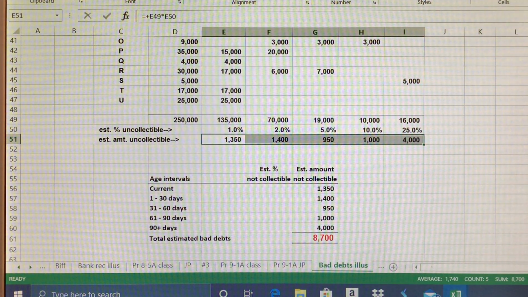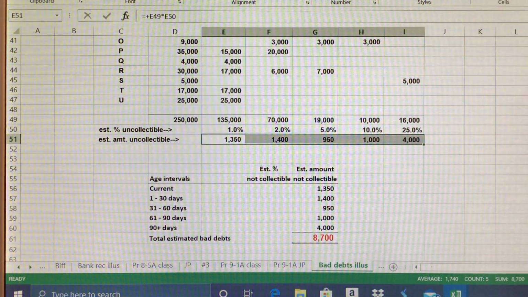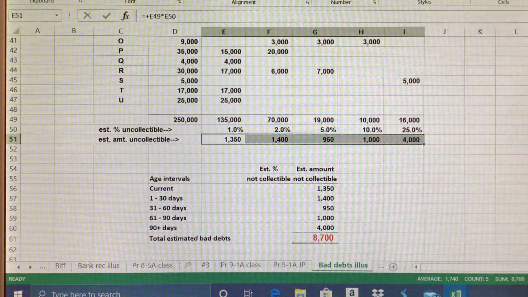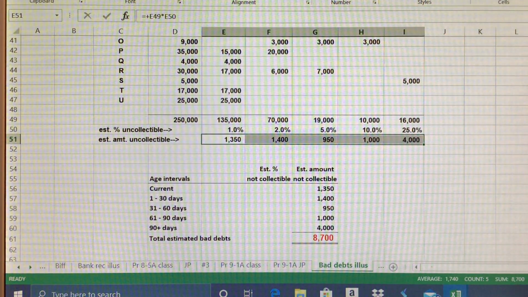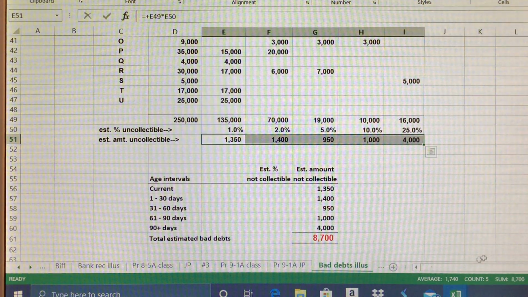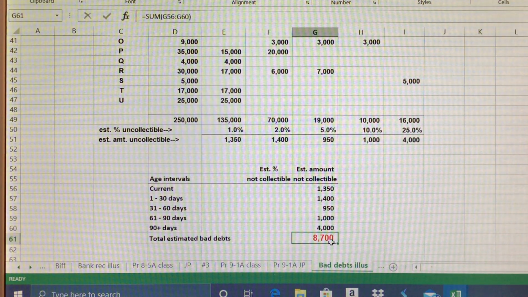Now, why are we doing this? Well, because under generally accepted accounting principles, you have to try and match up the cost, which in this case is the bad debts, with the sales, which occurred in 2019. So how do you know which receivables are not going to be collectible? You don't know. So you have to estimate. You're actually projecting what your bad debts will be prior to it actually happening. So there's our guess, 8,700.